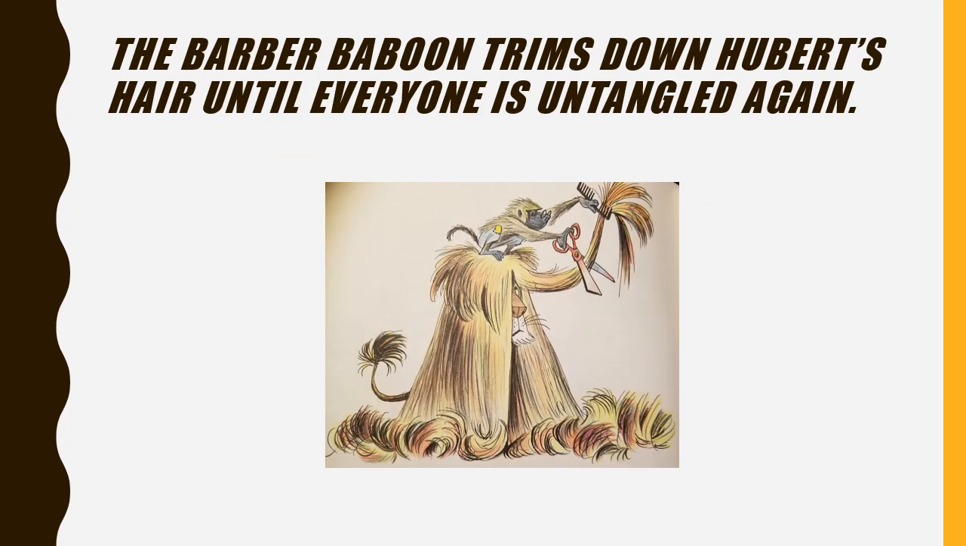In the very last part of the story, we see that Mrs. Bird ends up being quite useful in that she likes to tell everybody everything because she goes to get Barber Baboon, who then comes and is able to untangle everyone and trim down Hubert's hair.